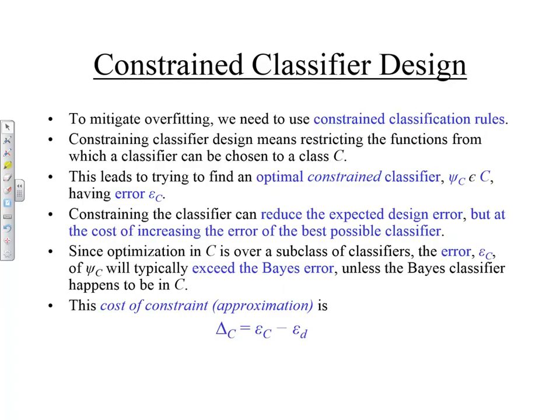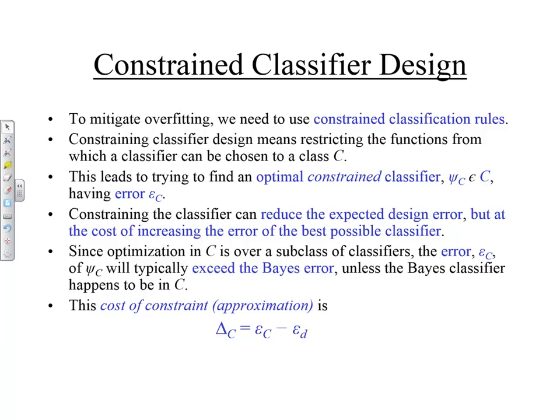So in genomic signal processing, we are stuck with small samples. So we cannot design complex classifiers because we will have this overfitting problem. It might do well on the training data, but when you give new data for classification, it will do a bad job. So to mitigate this need for large data, we need to use constraint classification rules. Let's not look over all classifiers. Let's give some structure to the classifier.